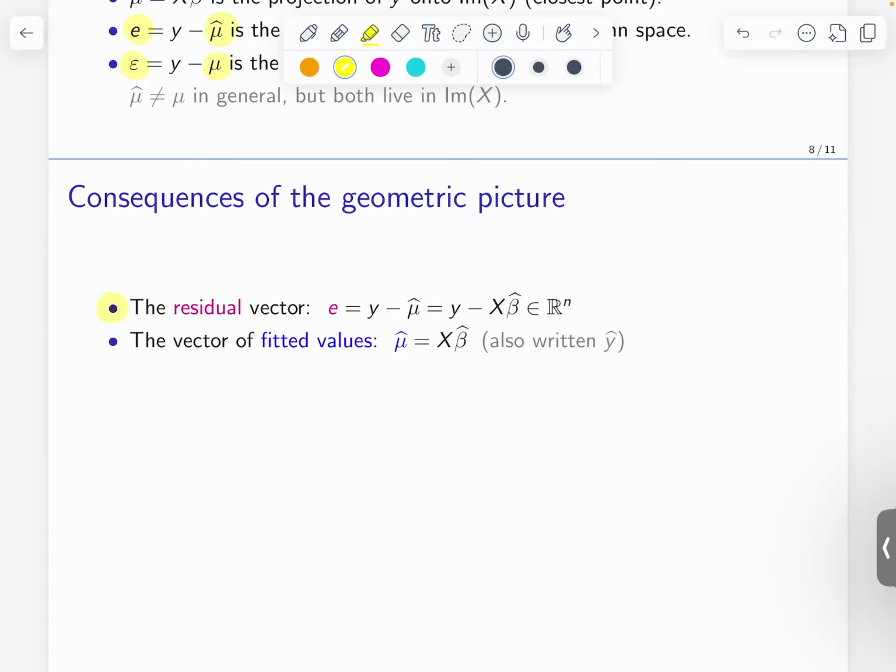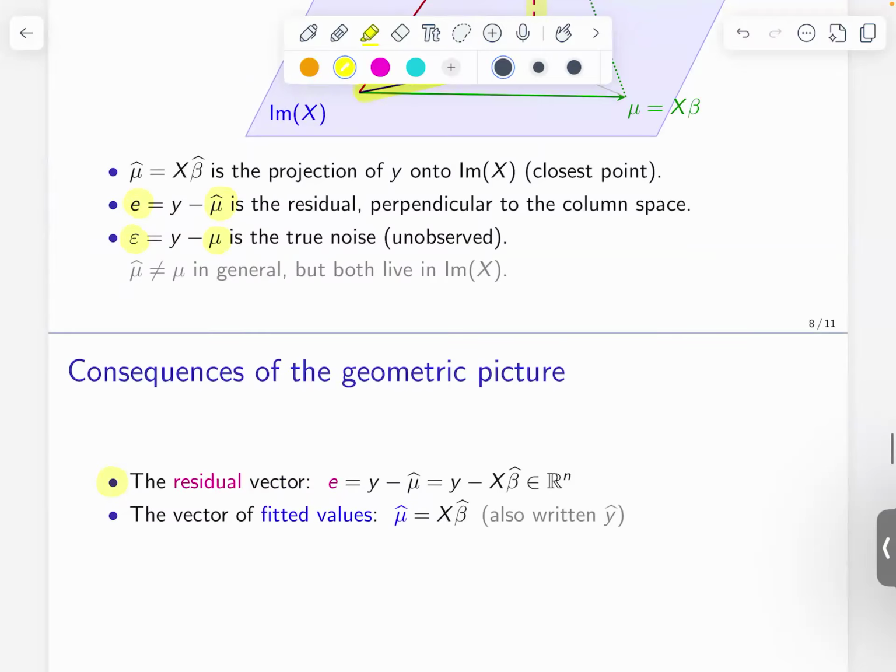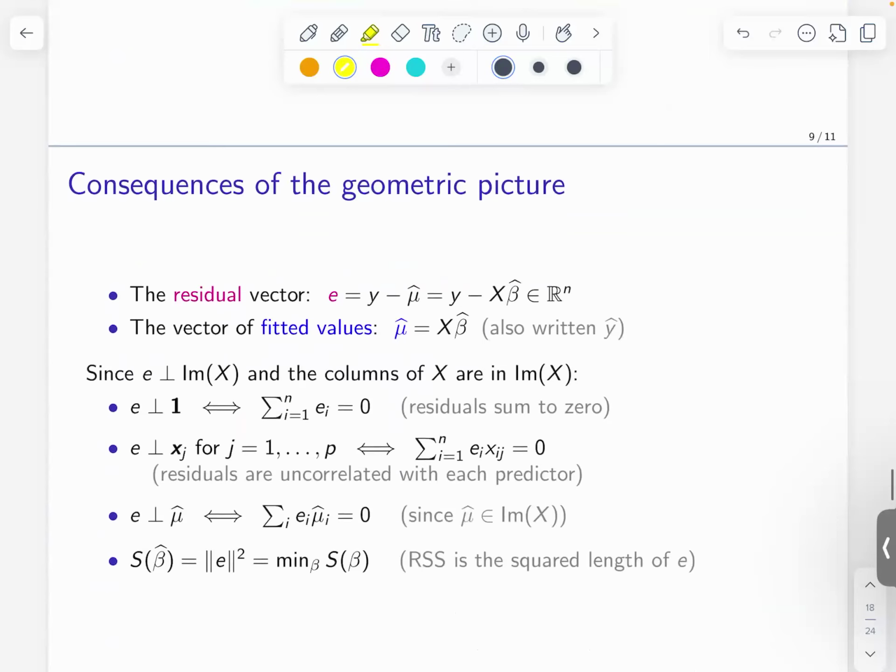So now the residual vector is E again, y minus mu hat, which is y minus X beta hat. And the vector of fitted values is mu hat. From this geometric picture, I get a lot of identities for free. So E is orthogonal to the image.